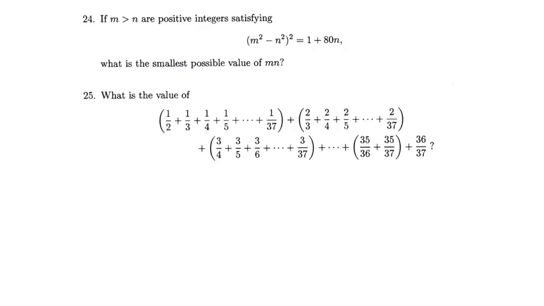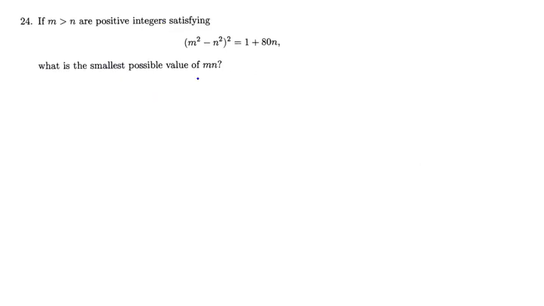SMO 2020, junior section, first round, problem number 24. If m is greater than n, and they are positive integers satisfying this equality, what is the smallest possible value of mn? Okay, for this problem, you can take 1 to the left-hand side and then factorize. It will be m squared minus n squared minus 1, m squared minus n squared plus 1 equals 4mn.